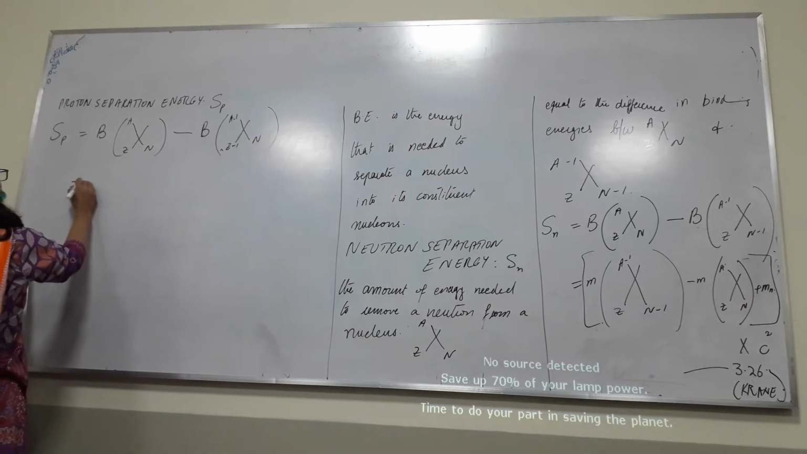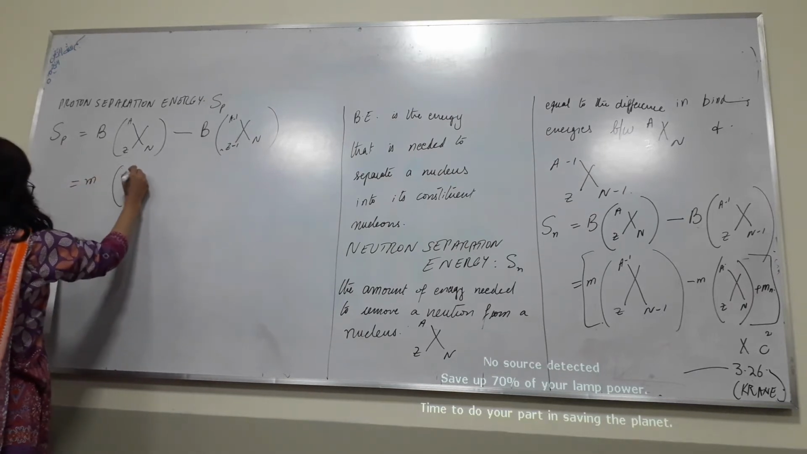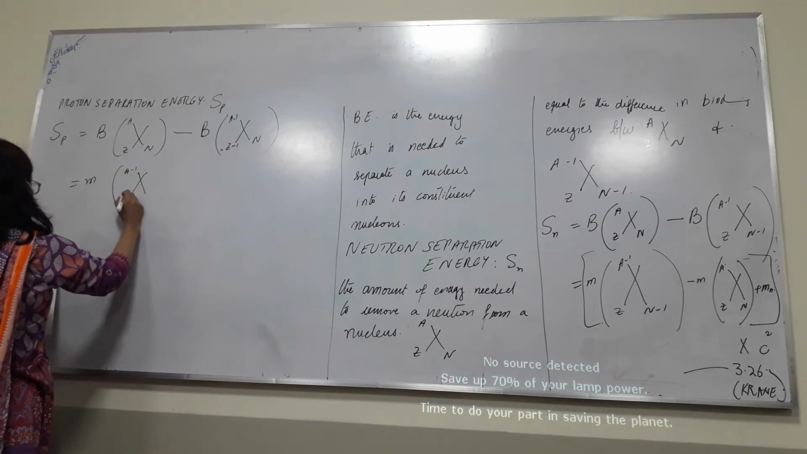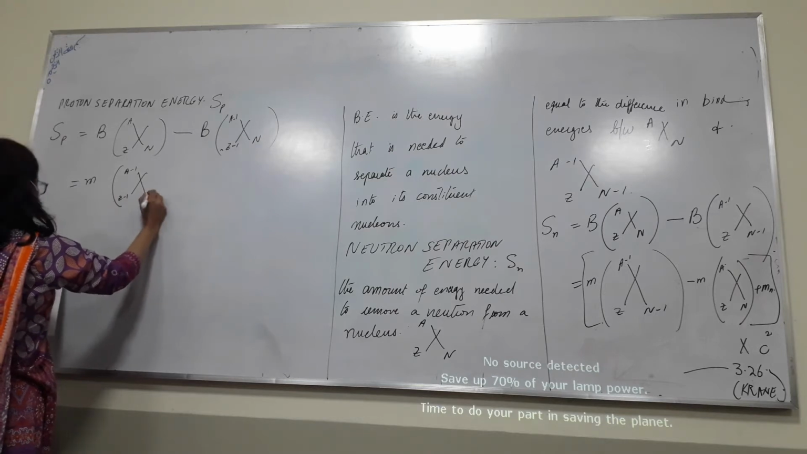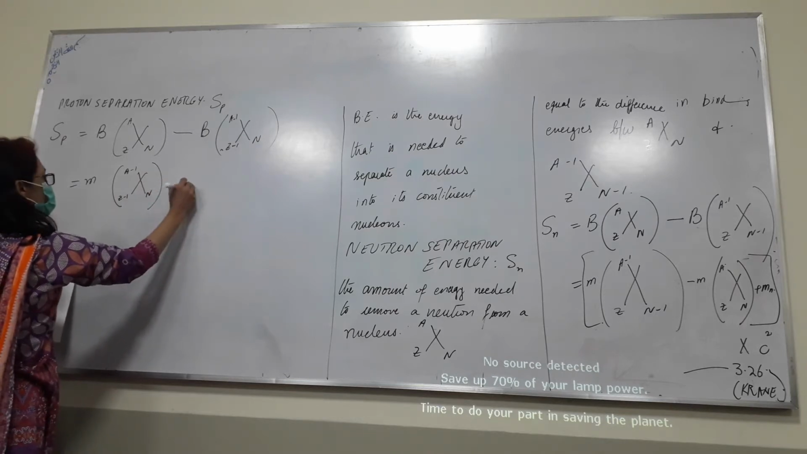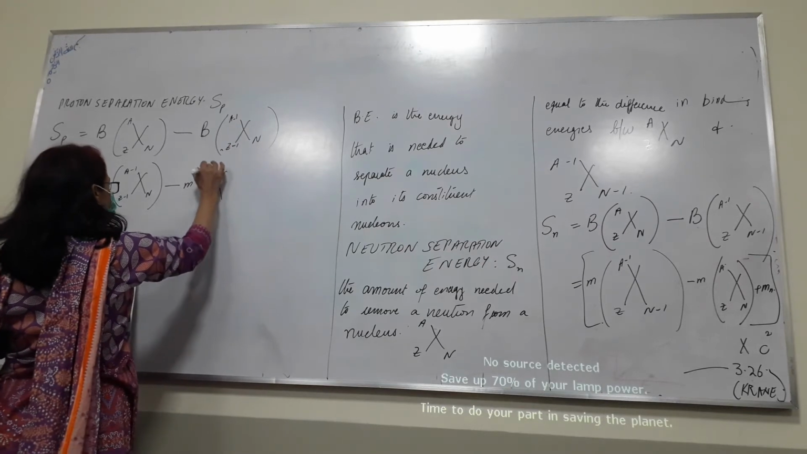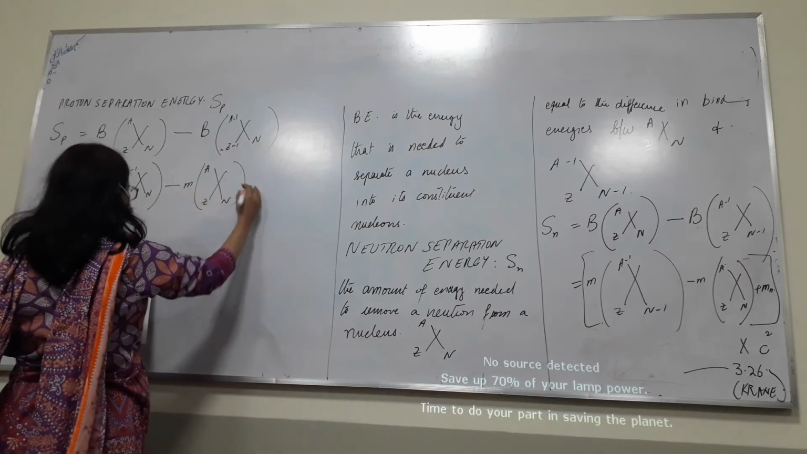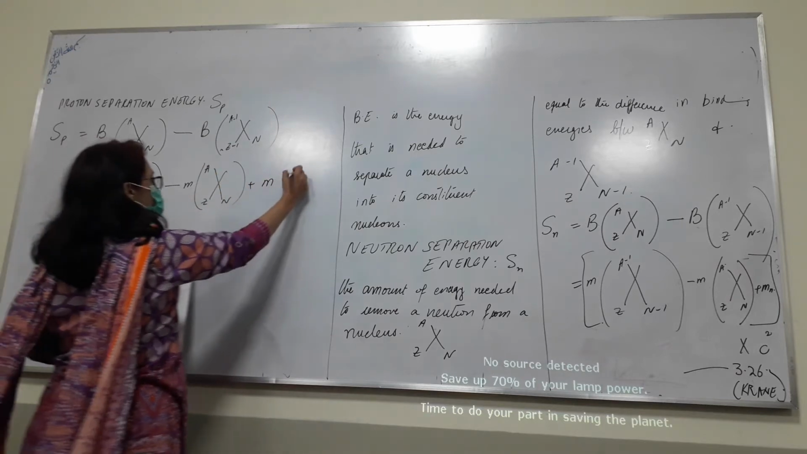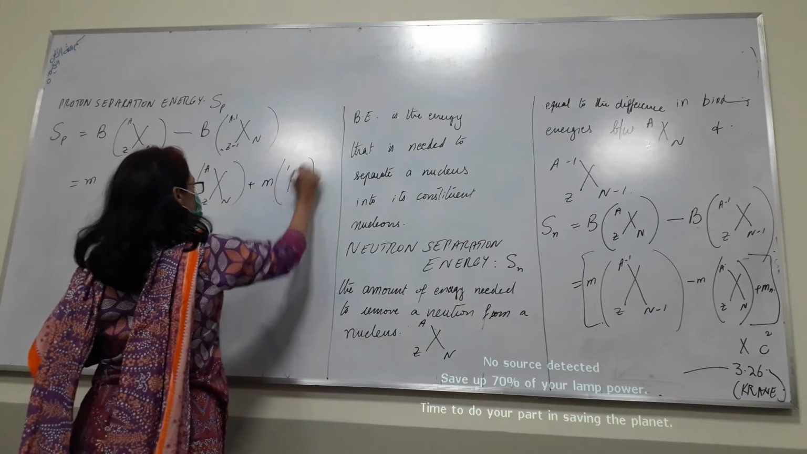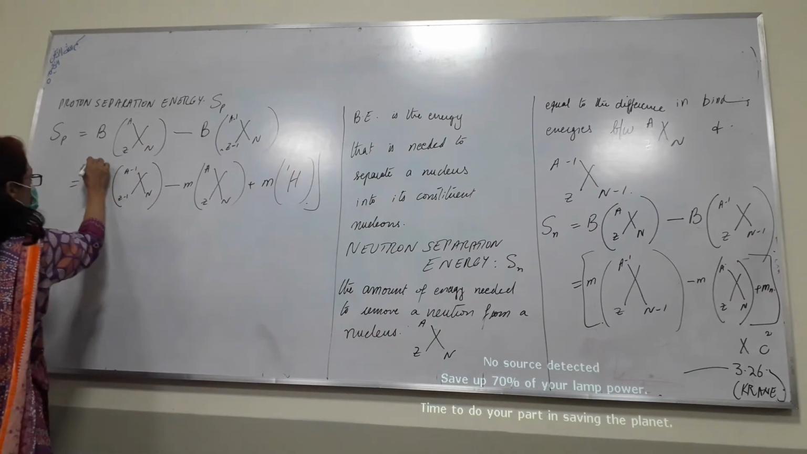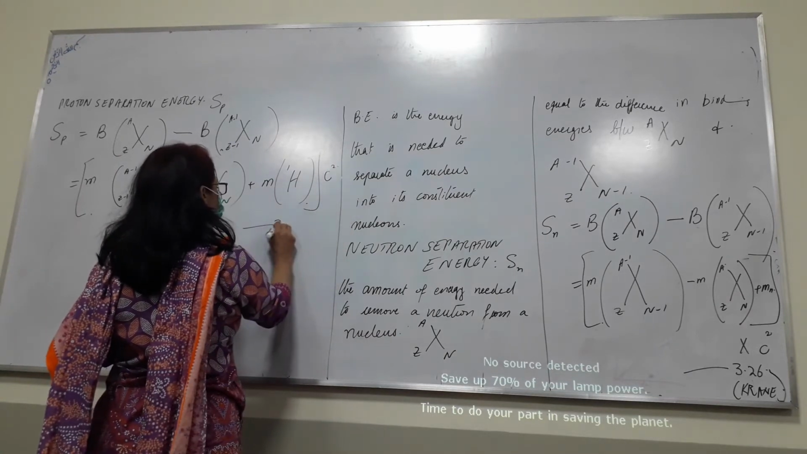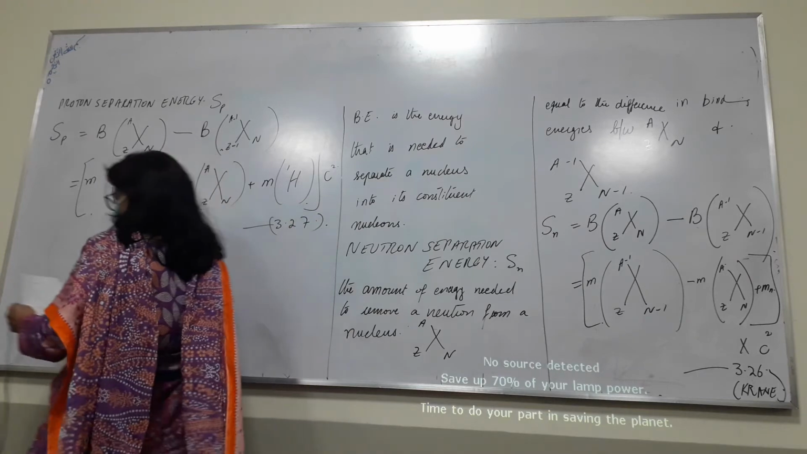And this will then be equal to the masses plus the mass of H1, and the whole equation multiplied by c squared. Now, this is equation 3.27 again from Crane.